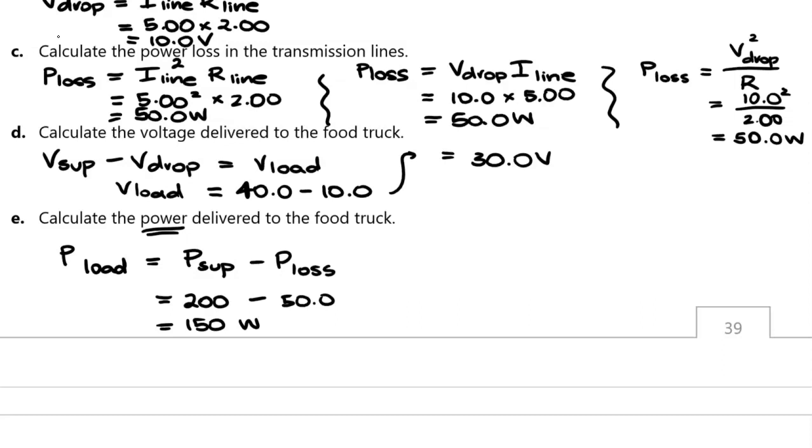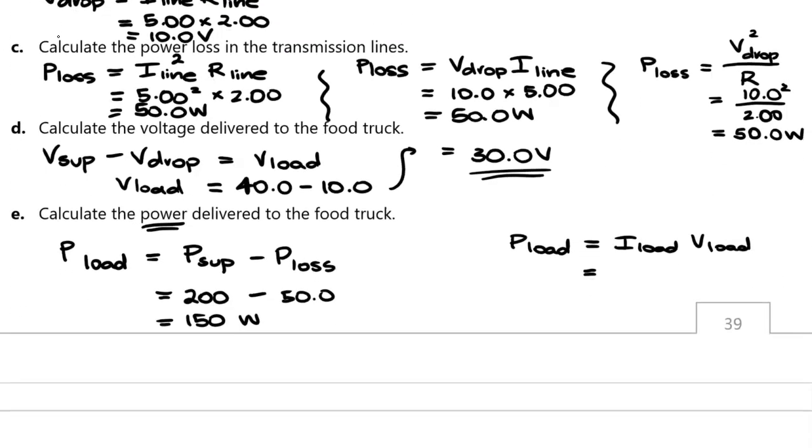Just so you know, you could have also done the voltage drop across the load by figuring that out. We figured that out here. We had that 30 volts, and you could also use the current across the load. So you could have done P load equals I load times V load. Current in the load was the same as the current throughout the circuit, that 5 amps. And the voltage across the load we figured out was that 30, and that would also give us that 150 watts that we needed.